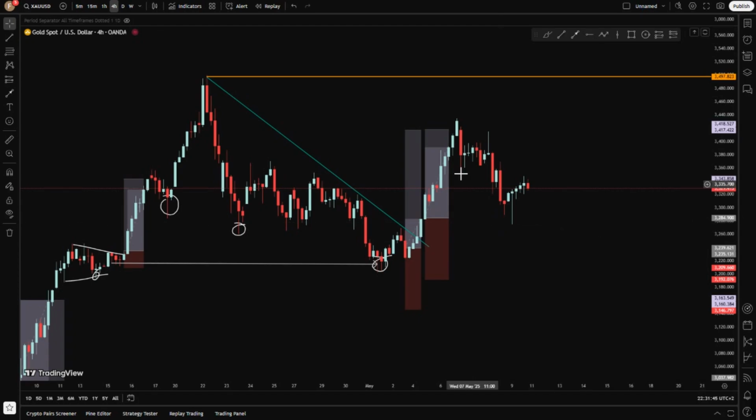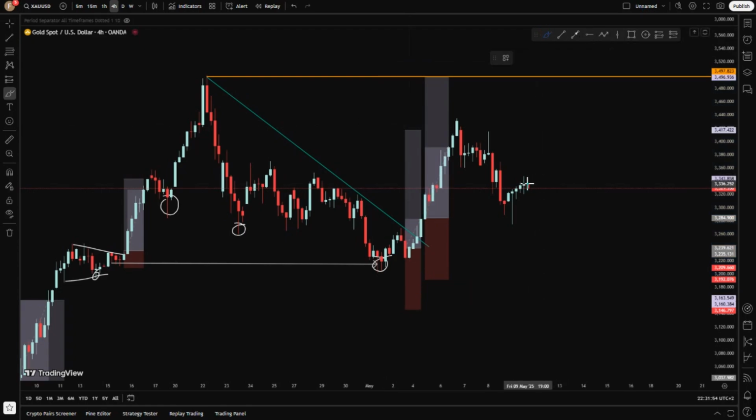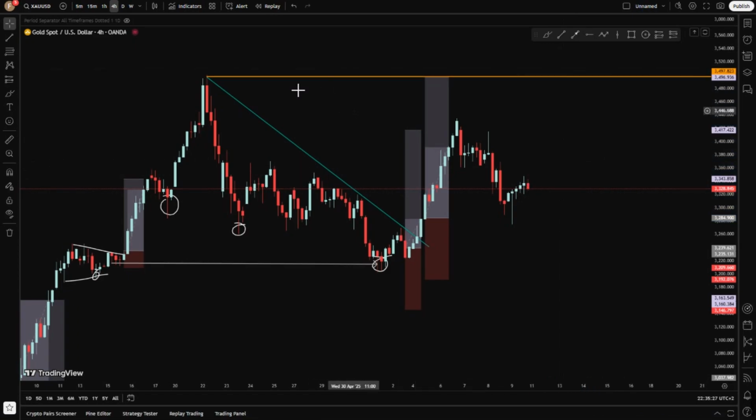Now let's talk target. From a longer-term perspective, our target is actually this high up here. So based on the structure and the higher time frame bias, price is likely to continue pushing upward to reach that high. But of course, keep in mind, we're looking at a 4-hour chart, so it's not going to happen overnight. Be patient. Now let's scale down to the 1-hour time frame again and take a look at the current price action on gold.